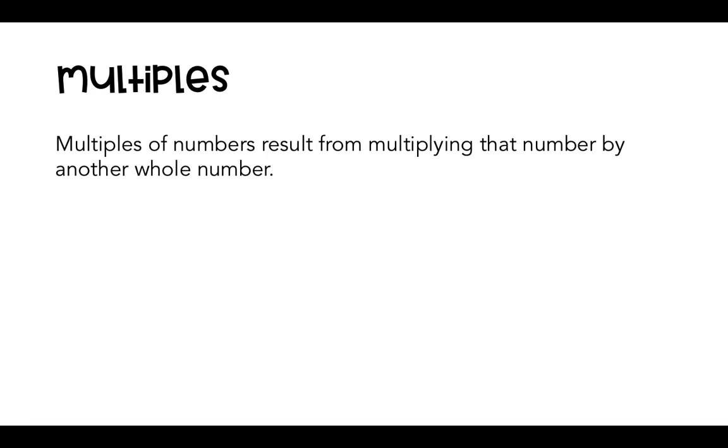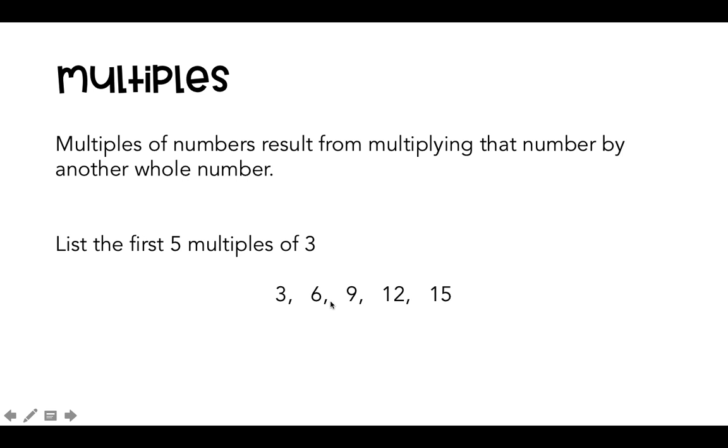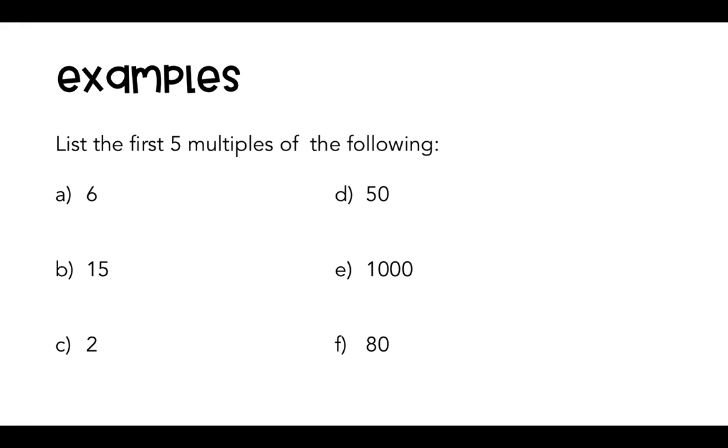So 1 times 3 is 3. 2 times 3 is 6. So the multiples of 3 are 3, 6, 9, and so on. Let's list the first 5. We have 1 times 3, 2 times 3 is 6, 3 times 3 is 9, 4 times 3 is 12, 5 times 3 is 15, and we can keep going for infinity. We could list as many as we need to or want to. So 3 is 1 times 3.